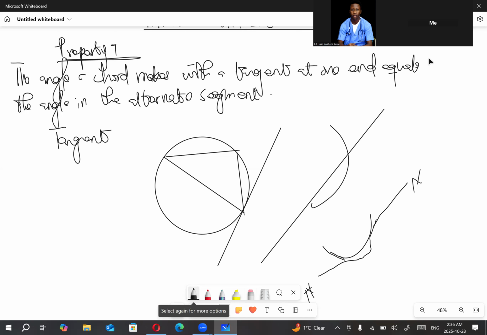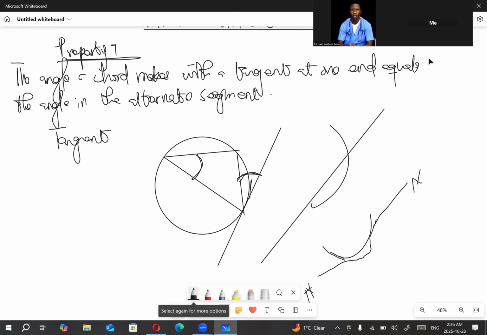I'm going to use simple words to explain. For this property to work, you must have all these items. You must have one main chord and other chords forming a triangle inside the circle. Now, the angle one of these chords makes with the tangent, you see, this angle is equal to the angle here.